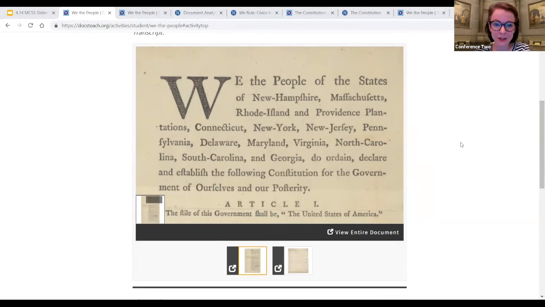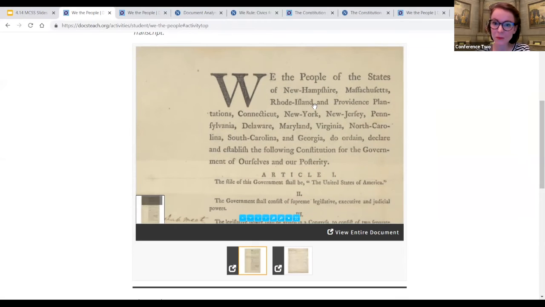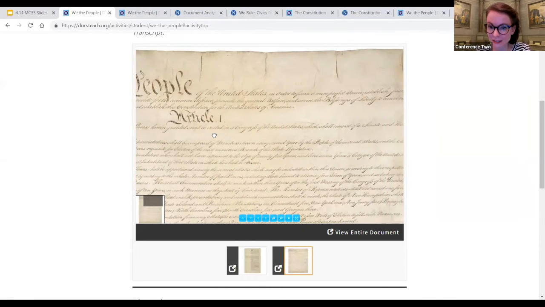All right, I'll give you another moment to take a look at these two versions. Yeah, we've got a listing of individual states in the draft version of the Constitution. So we, the people of the states of New Hampshire, Massachusetts, Rhode Island, Providence Plantations, Connecticut, New York, etc. And then, of course, in the final version, we see we, the people of the United States, in order to form a more perfect union, domestic tranquility, and all that good stuff.